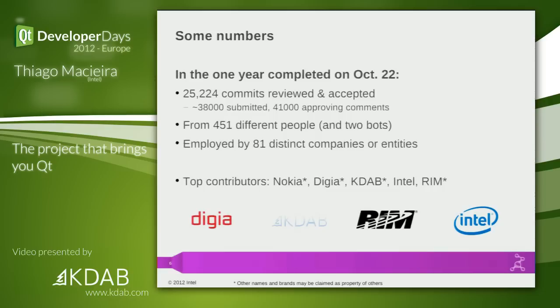I counted 451 different people and the 2 bots that are committing. Hopefully they will not develop artificial intelligence anytime soon and start writing code. They are just there for maintenance reasons. They are there to support our infrastructure system. And we've got lots of companies behind us, behind the project. The 2 biggest contributors are Digia and KDAB. So thanks to both of the companies there. RIM is coming up now. They're bringing interesting activities. And yes, when we say Intel, that means me.